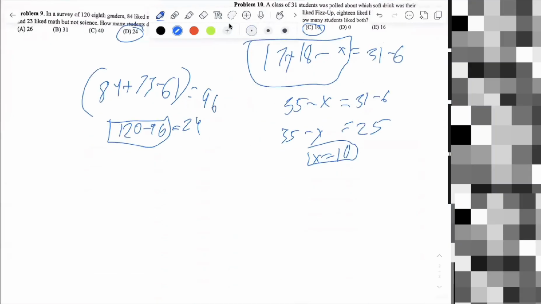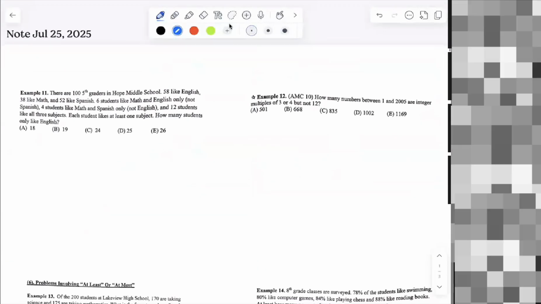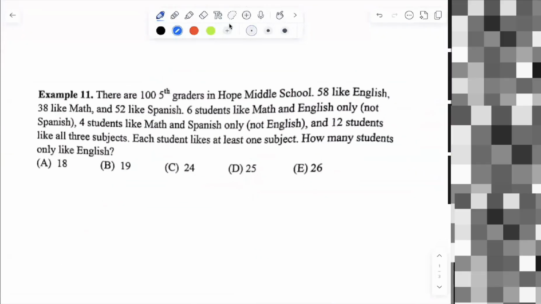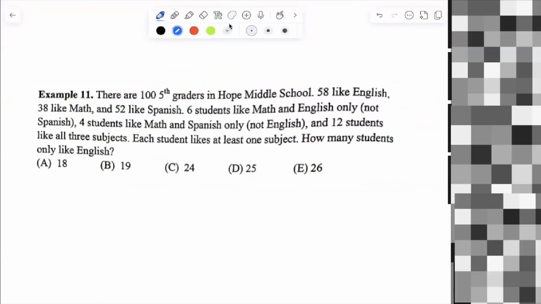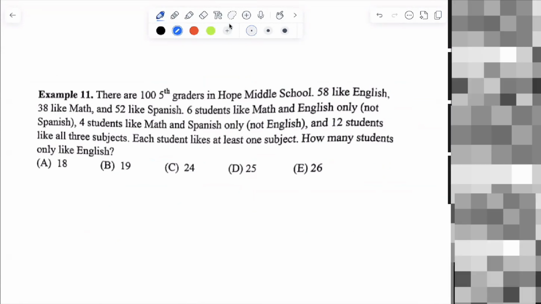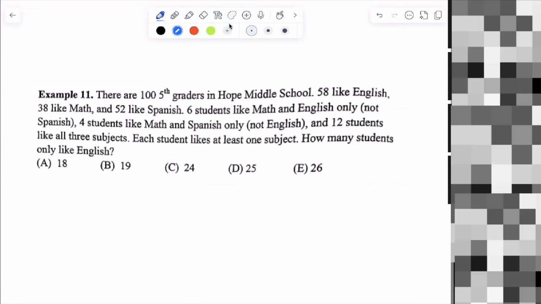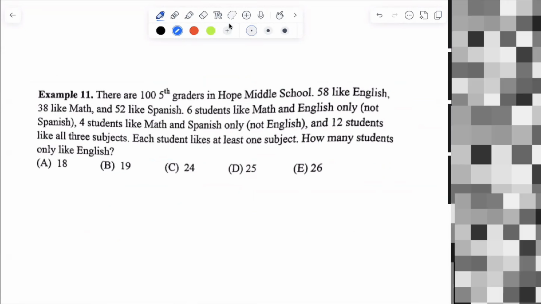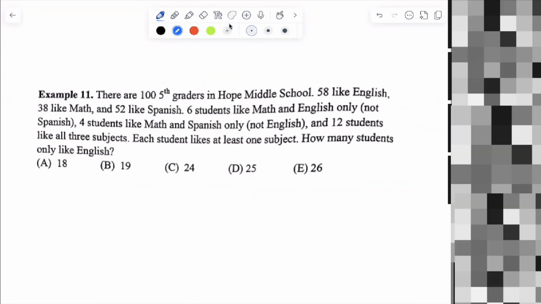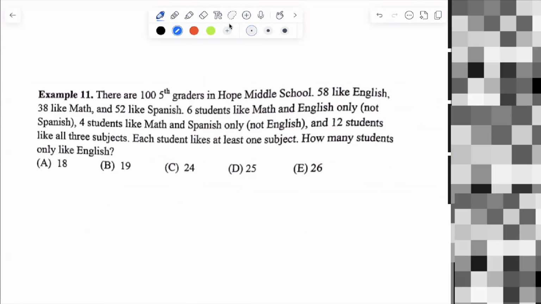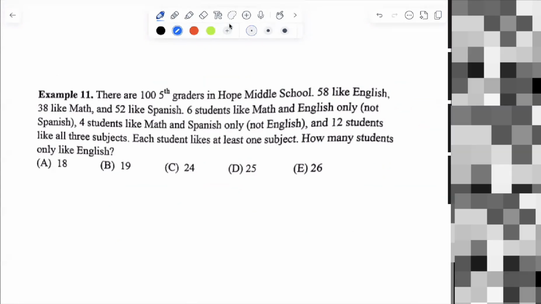Right? Let's move on to today's lesson. Let's start with example 11. There are 100 fifth graders in Hope Middle School. 58 like English, 38 like math, and 52 like Spanish. 6 students like math and English only, not Spanish. 4 students like math and Spanish only, not English. 12 students like all 3 subjects. Each student likes at least one subject. How many students only like English? I'd like you guys to try this question and turn your answer in to chat.